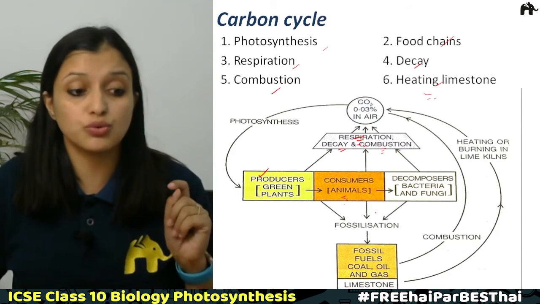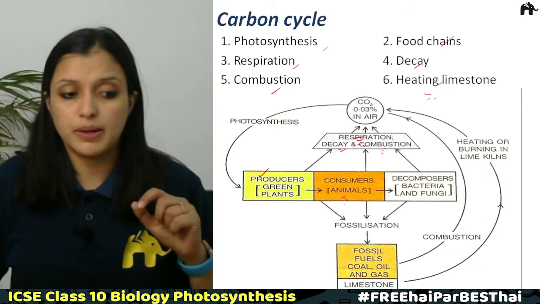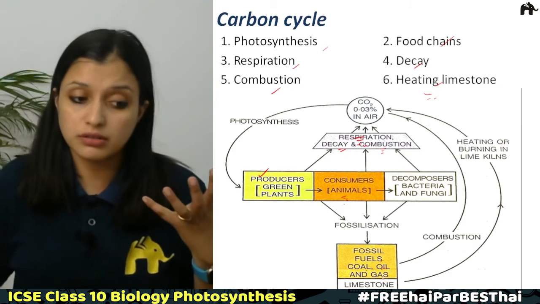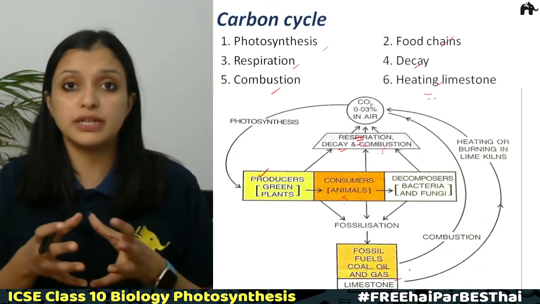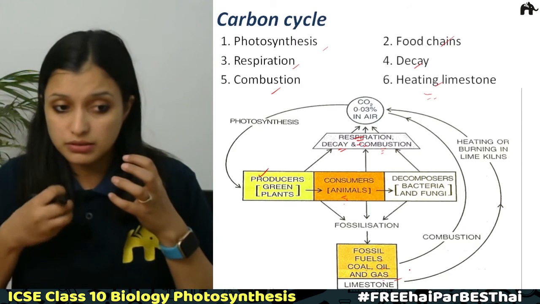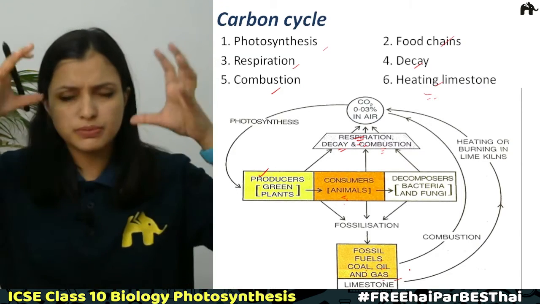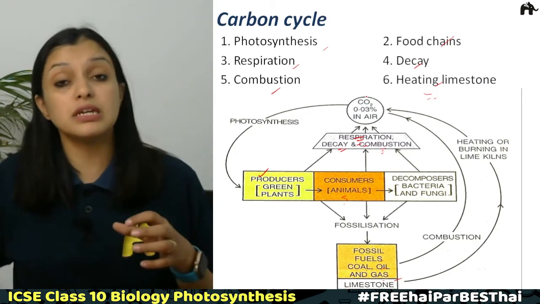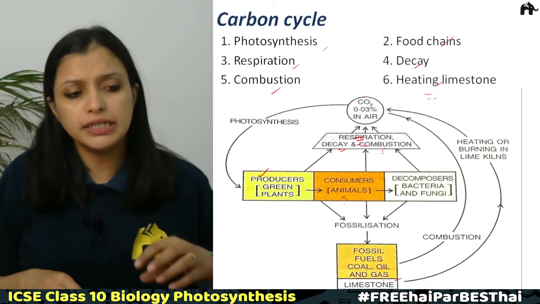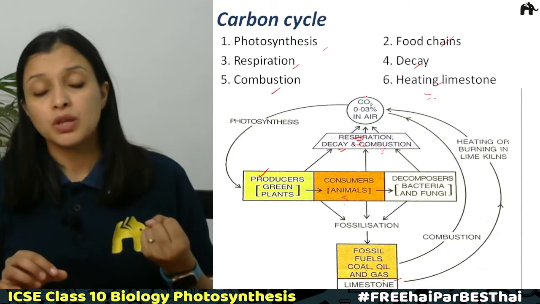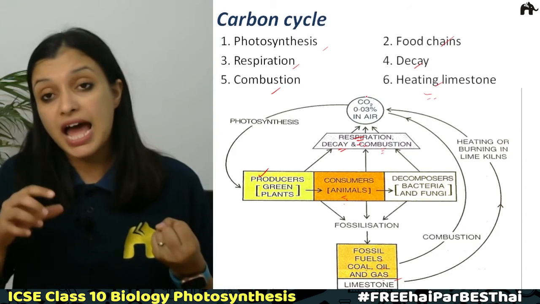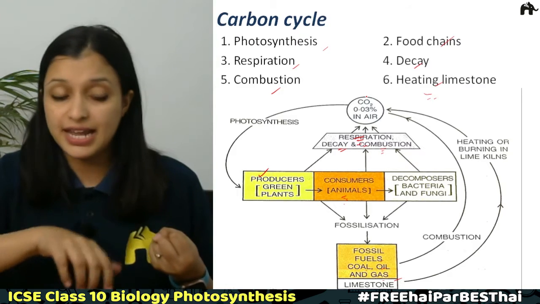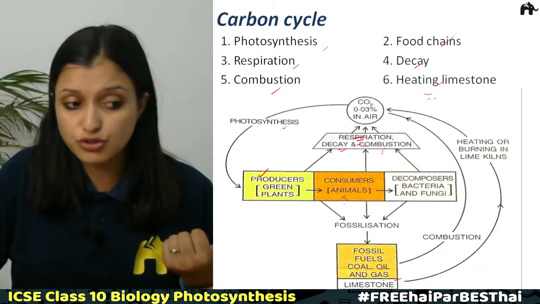Now heating of limestone. So during this fossilization, where fossil fuels, coal, gas, oil, or limestone are all used, while we heat them in those big furnaces, in that process also carbon dioxide is being released into the atmosphere. So basically there is only a single way where we are trapping this carbon, and we are releasing it into the atmosphere in different ways, right? So they are trapped using the process of photosynthesis.